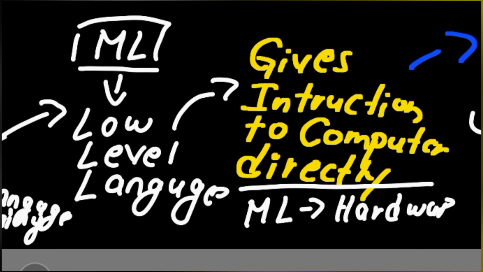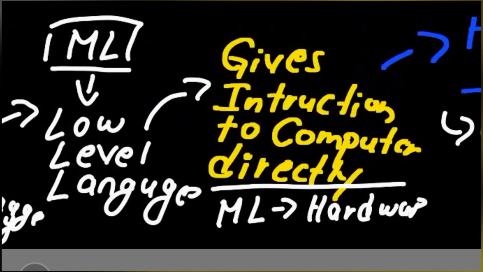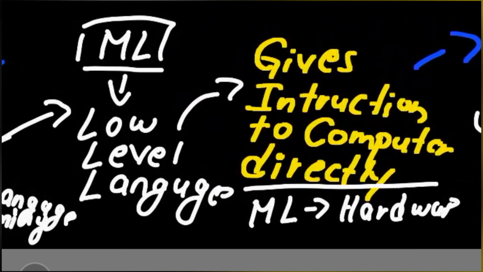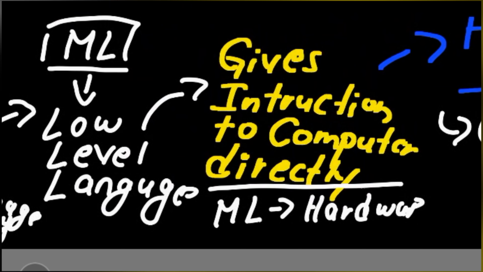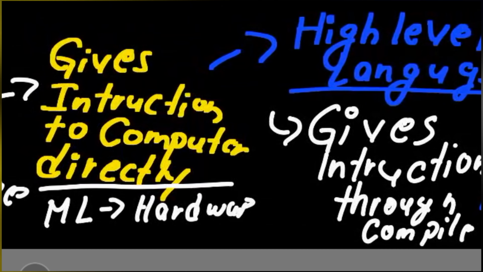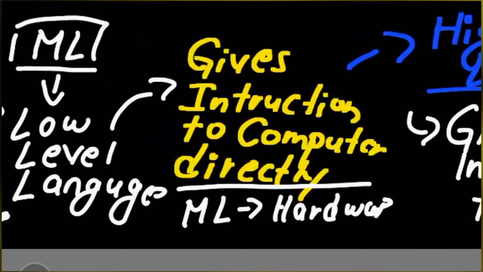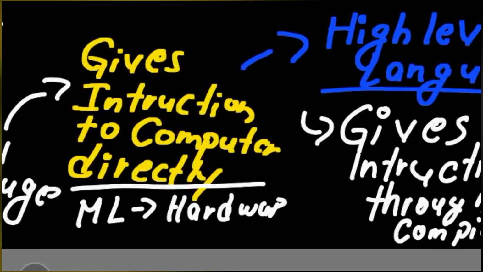Now let's understand the difference between a low-level language and a high-level language. A low-level language is directly connected to the computer, or it gives instructions to the hardware directly, whereas a high-level language needs a thing called a compiler. We will understand what this compiler is later on. So for example, let's say I type apple. A machine-level language can directly tell the hardware what to do, but a high-level language cannot do that.